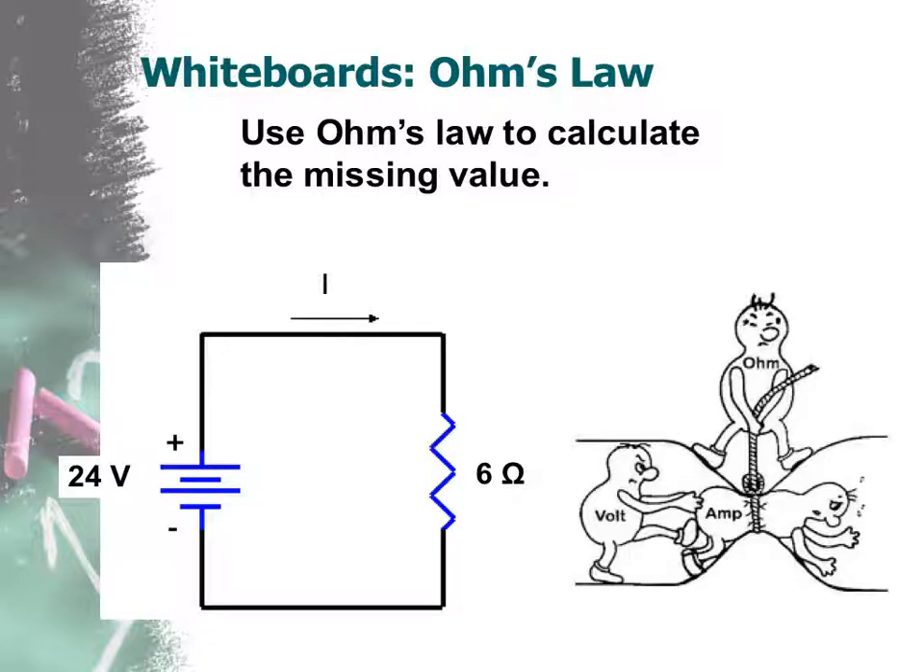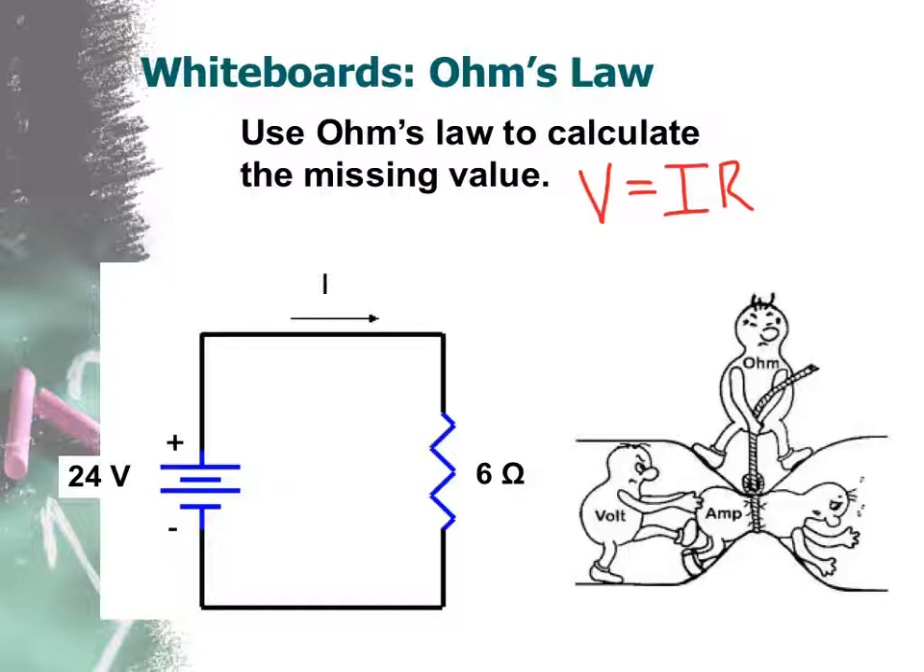So to start off class, we went through a set of whiteboards and asked ourselves, okay, let's take Ohm's law. If you remember, Ohm's law says that the voltage change in a resistor is equal to the current flowing through the resistor times the resistance of the resistor. So V equals I times R.